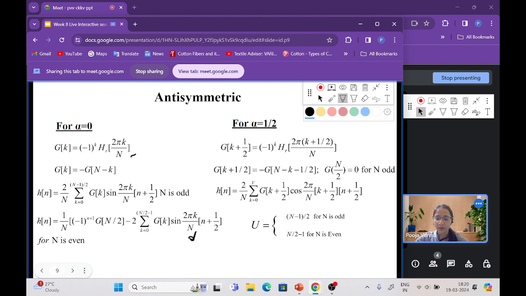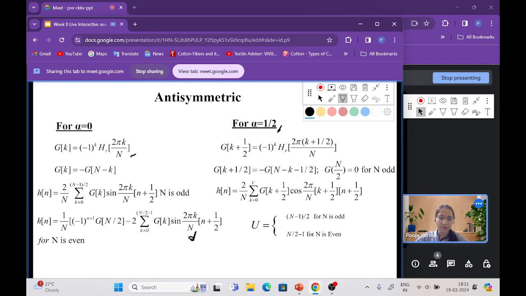1 by N in brackets (-1)^(n+1) g(N/2) minus 2 summation k varies 0 to N/2 minus 1 g(k) sin(2πk/N (n + 1/2)). And for alpha equal to 1 by 2, g(k + 1/2) is equal to (-1)^k H_r(2π(k + 1/2)/N), and g(k + 1/2) must be equal to -g(N - k - 1/2).